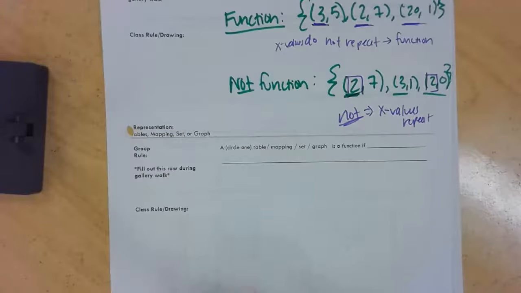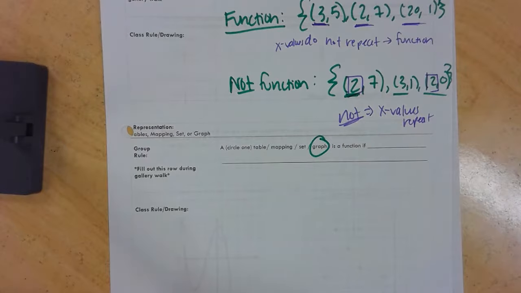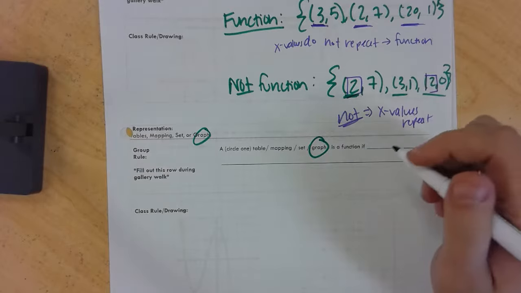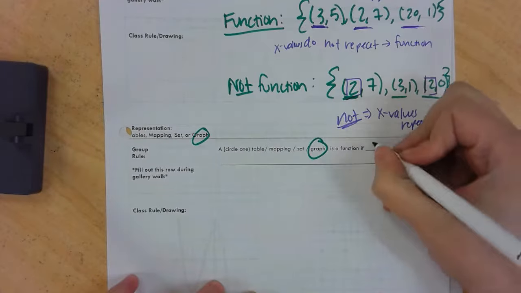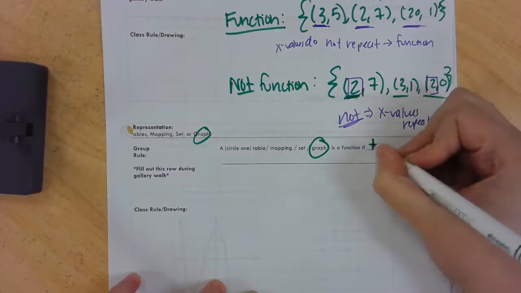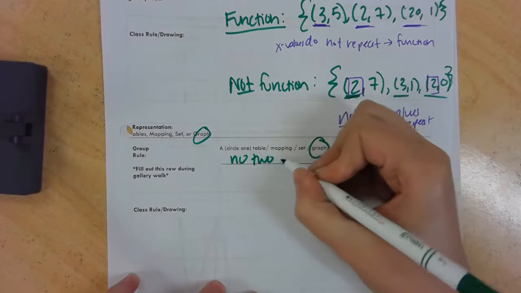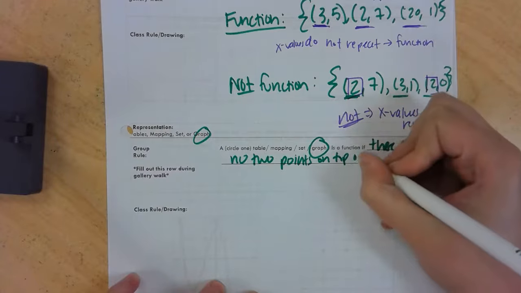Good. Just one more example, and then we're going to bring it home with a little conceptual thing. We're going to talk about graphs. I think this is probably one of the trickier ones. So a graph is a function if, I'm going to say this not mathematically, and then we're going to talk about how we prove it mathematically. So a graph is a function if there are no 2 points on top of each other.